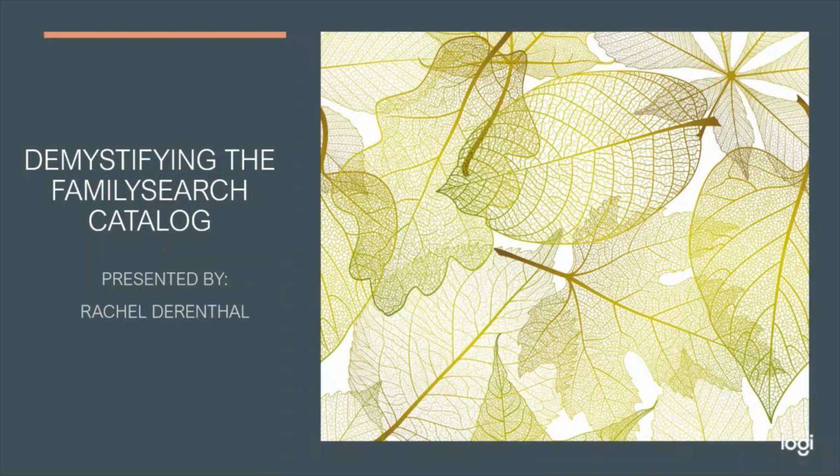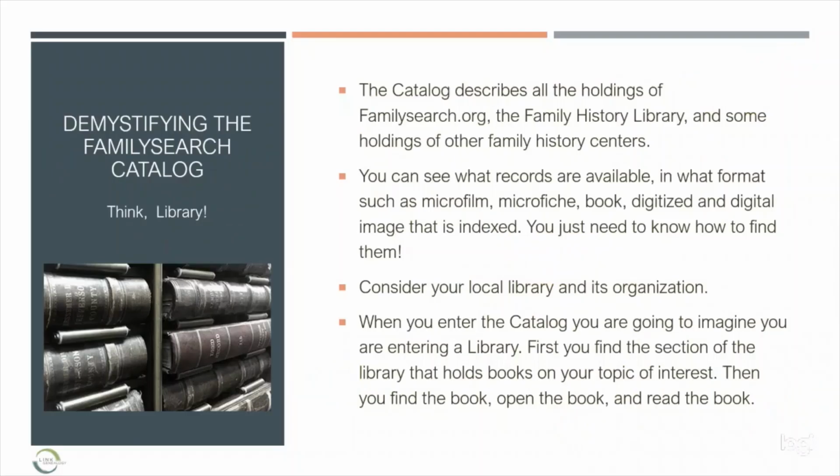So to start us off, what is the catalog? Well, the catalog describes all the holdings of FamilySearch, the Family History Library, and some of the holdings of other family history centers. When you go to the catalog, it will tell you what records are available for a given place, and what format you can find these records in, whether it's microfilm, microfiche, or book. It'll tell you if it's digitized, if it's indexed, and basically how you're going to find the records.